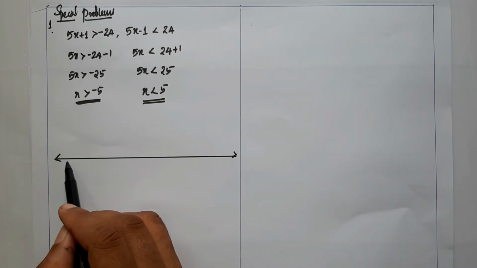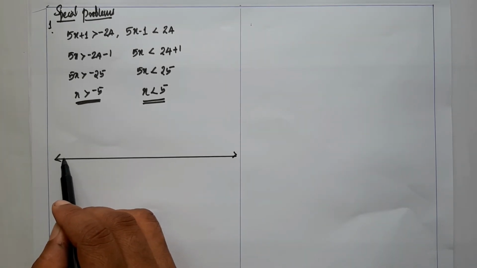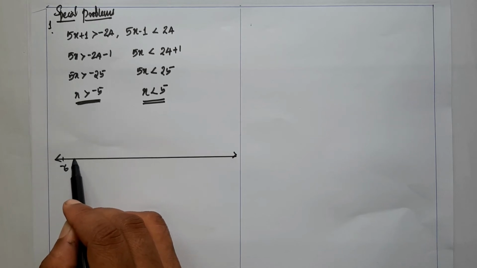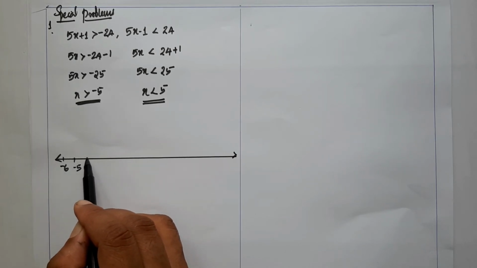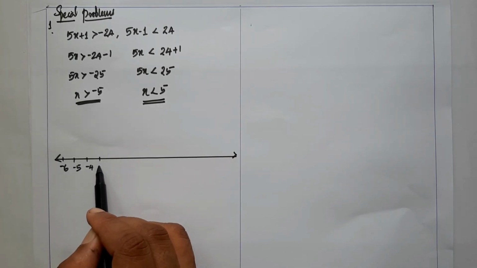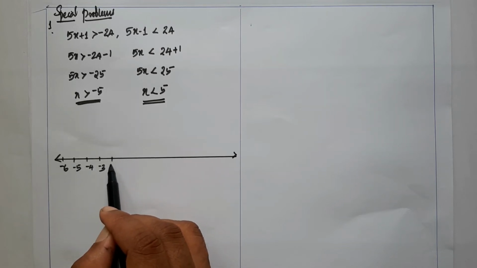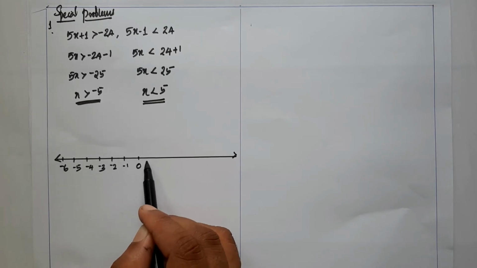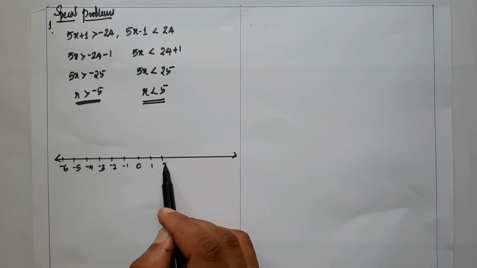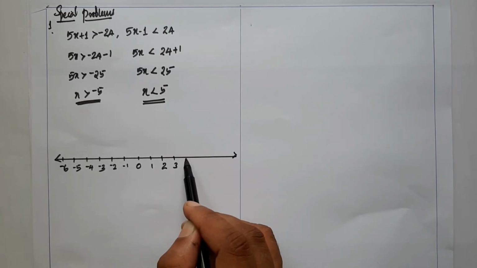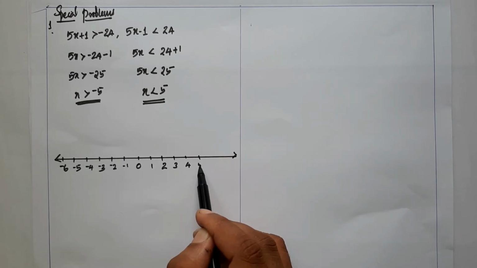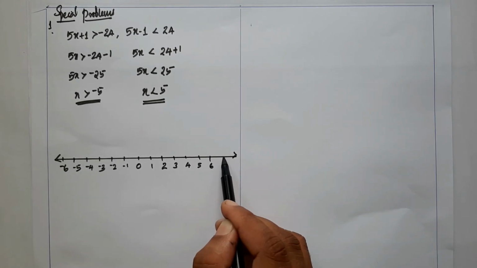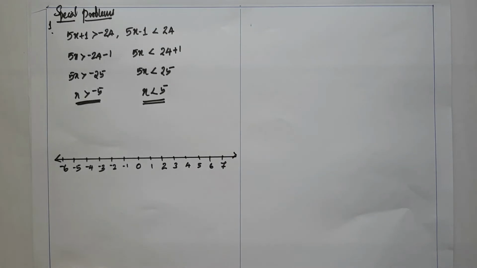Here we consider the least value minus 6, then minus 5, minus 4, minus 3, minus 2, minus 1, 0, 1, 2, 3, 4, 5, 6, 7, etc. Now we plot the points.